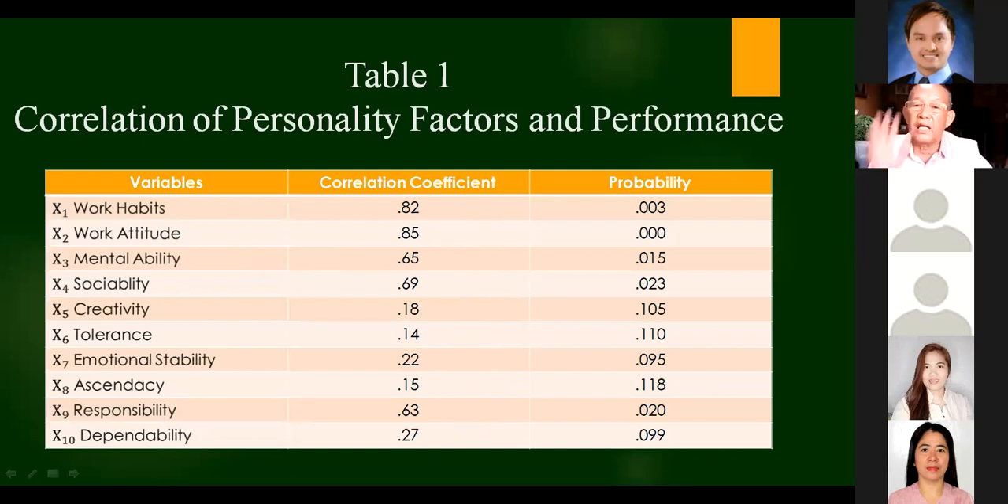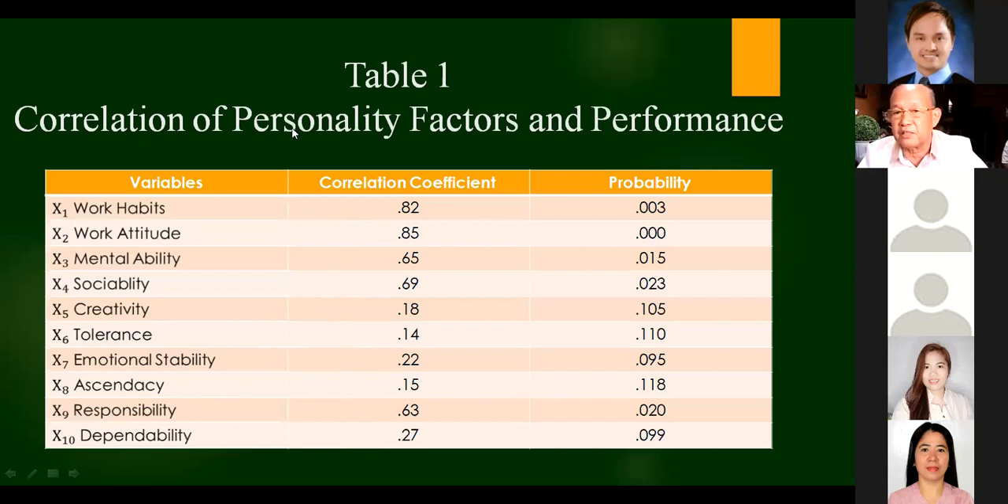Just go back to the 3 questions, the 3 basic issues. The correlation coefficients are all non-zero. The results point out that the 10 personality factors are correlated with performance. That is the answer to question number 1. All the coefficients are positive.